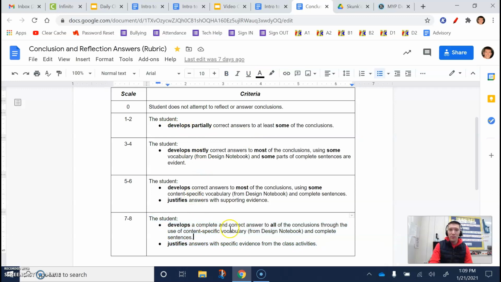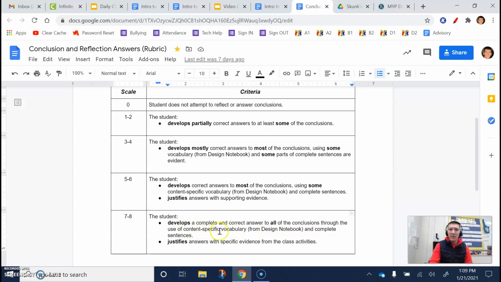So you need to develop correct and complete answers to all of the conclusion questions, and use content-specific vocabulary, complete sentences, and then the big part, I think, is justifying it with specific evidence. So talk about whether it's the Design Squad video, the notes we take in this situation, but the activities we do, you need to justify it with our activities, with our evidence and proof. So as you look at this rubric, you should get an idea of how you're going to be graded.